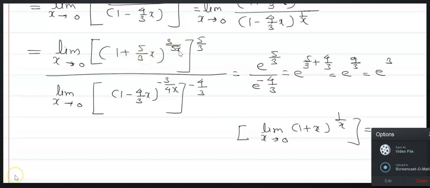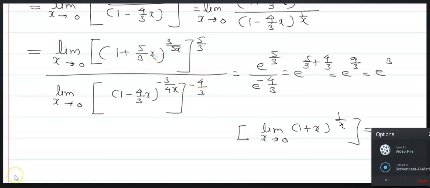We have already 1 upon x here. But what is the new term here? 3 by 5. We adjust here 5 by 3. Same in case of the denominator, limit x tends to 0, 1 minus 4x upon 3 will require minus 3 upon 4x. And it is adjusted by minus 4 upon 3.